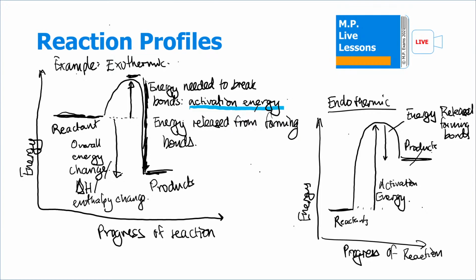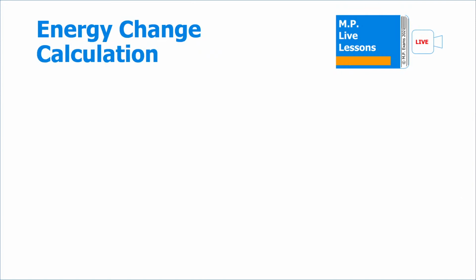If we draw a dotted line across, we can see this gap between the reactant and product line going up is the overall energy change. I suggest you take a screenshot of this as well, because this has always been on many papers. One of the final bits of this unit is the energy change calculation.